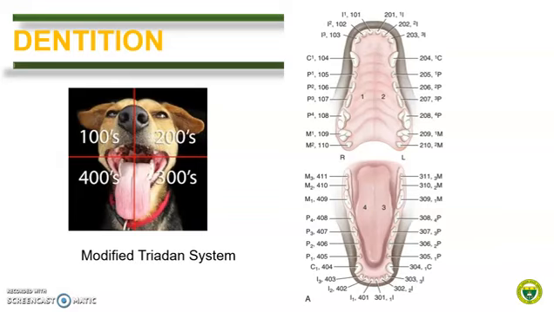Teeth in each quadrant are counted in hundreds. For example, the medial incisor or the first incisor of the right maxillary is named as 101. The tooth named 304 is the canine tooth of the left mandible. This naming is more efficient in identifying the specific teeth.